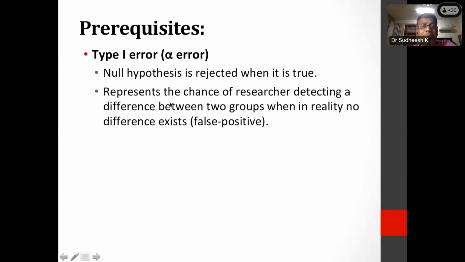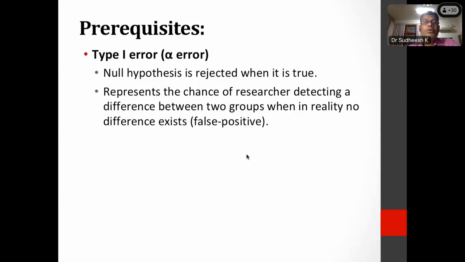The other prerequisites include two errors, that is type 1 error and type 2 error, which you have to assume. Type 1 error, or alpha error, is nothing but the error where the null hypothesis is rejected when it's true. That means when actually there is no effect with drug A, you feel that there is an effect. This is known as type 1 error. It represents the chance of a researcher detecting a difference between the two groups when in reality no difference exists. So this is known as a false positive.